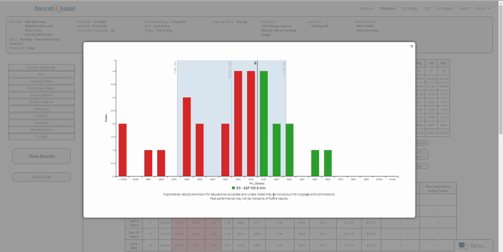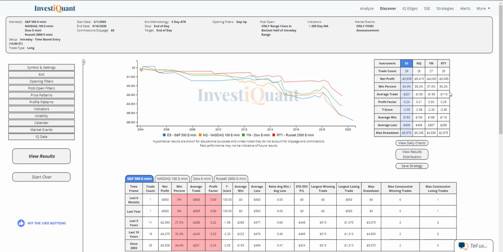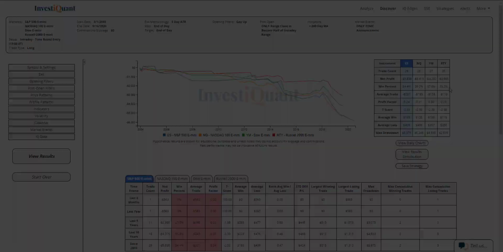And you can easily see here there's no outsized winning trades here. We do have a handful of larger losing trades in this scenario. So again, no idea if we're going to end up in the bottom half of the range, but if we have, this bias has been pretty weak historically going into the close.